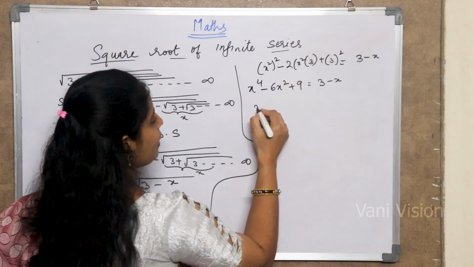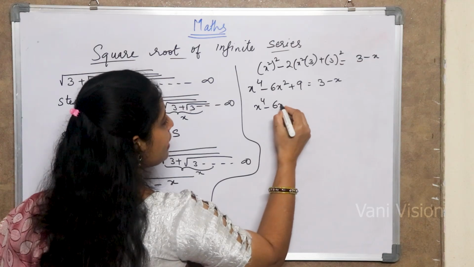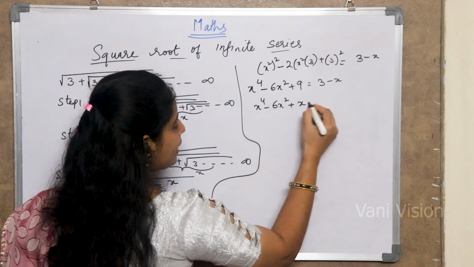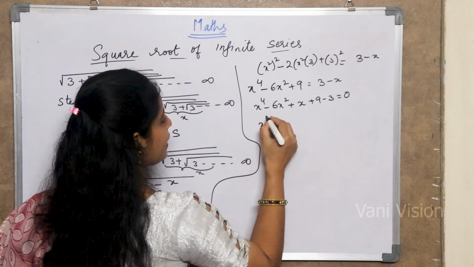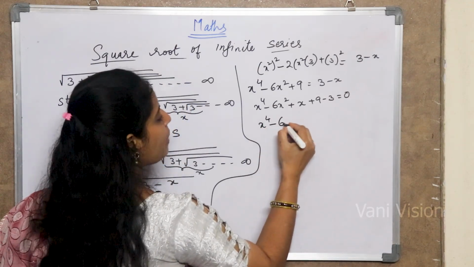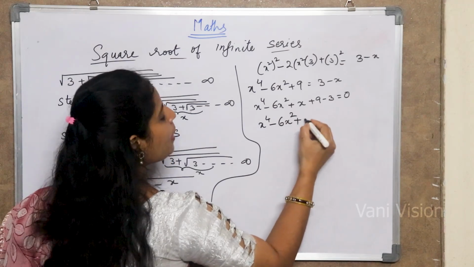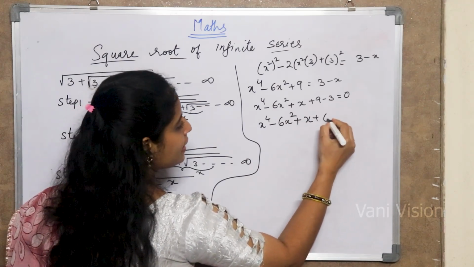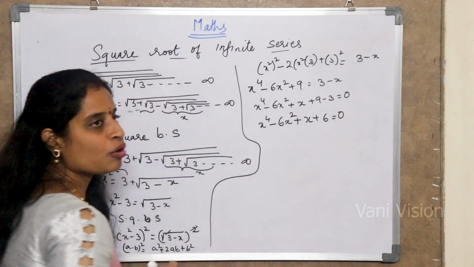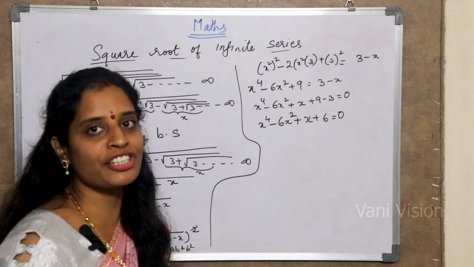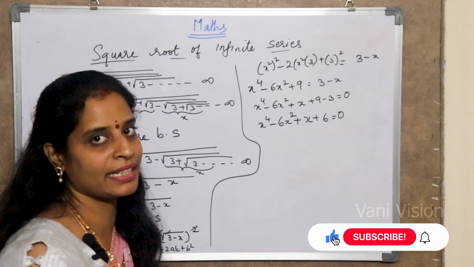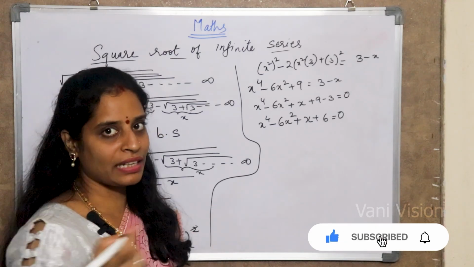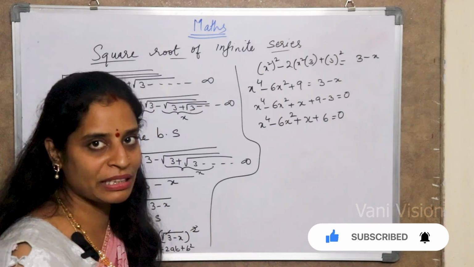Now bring everything to the LHS side: x to the power 4 minus 6x square plus x plus 9 minus 3 is equal to 0. Then x to the power 4 minus 6x square plus x plus 6 is equal to 0. So, by using the long division method, which we learn in our 10th and 9th standard, see, later on I'll make a video on the long division method too.